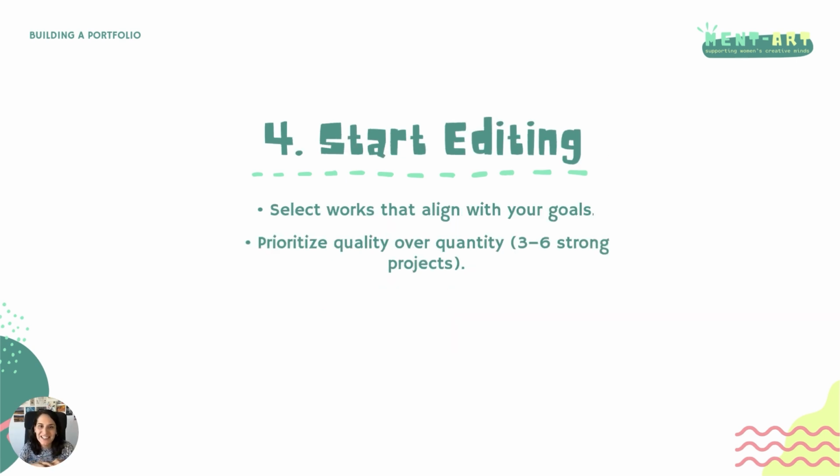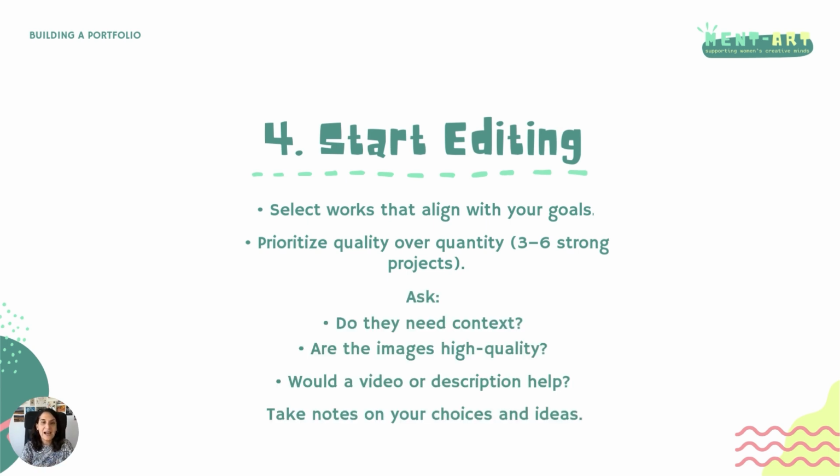Step 4. Start editing. Select works that align with your goals. Prioritize quality over quantity. 3 to 6 strong projects is really great. And then ask, do they need context? Are the images high quality? Would a video or description help? Take notes on your choices and ideas.